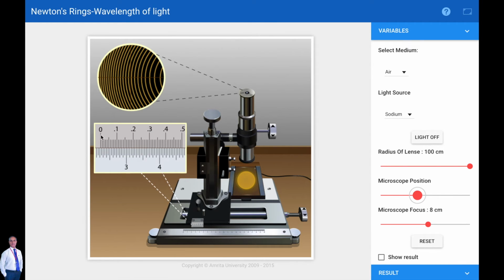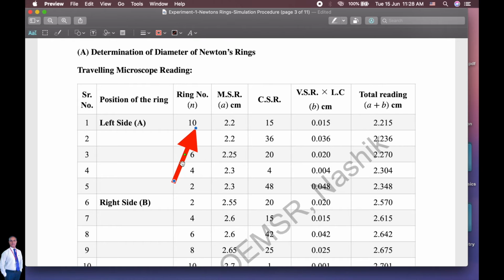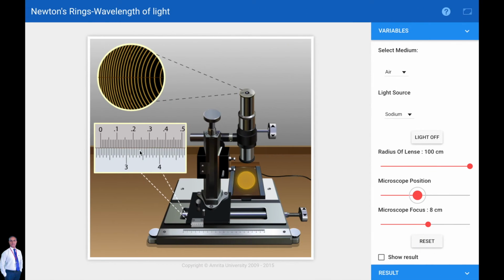How to measure the reading? First of all, you have to see very carefully where the 0 on the vernier scale exactly coincides with the main scale. That will be your main scale reading. For the 10th ring on the left hand side, I have already measured the main scale reading, which is 2.2 centimeter. How? This is 3 centimeter, this is 2.5, 2.4, 2.3 and 2.2 is here. If you look carefully, this 2.2 has already passed. So your main scale reading is 2.2.